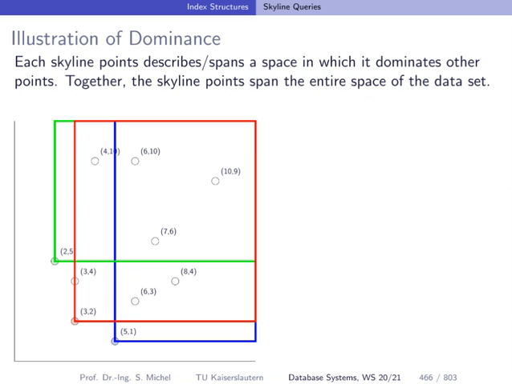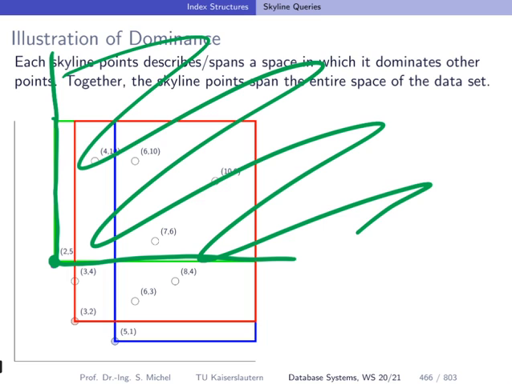To further illustrate the concept of dominance, we can imagine it like the following. We have one point, here this green point. And this green point is spanning, in this case, of course, smaller values are preferred, a region, and everything that falls into the region is dominated by this green point. And the same, of course, for the red point and the blue point. And everything that falls into these regions needs to get eliminated from our skyline because they're not part of it.